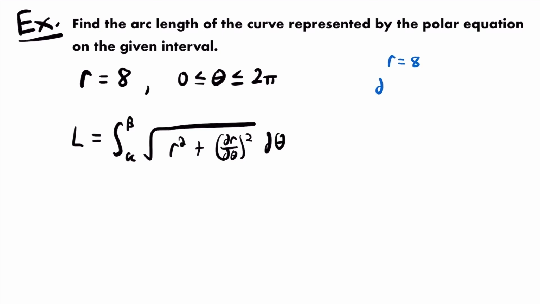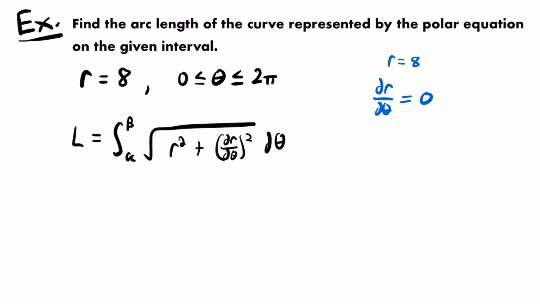Now in this case, we can already see that r is equal to 8, which means that dr d theta, the derivative of r with respect to theta, will be 0. 8 is just a constant, it's not being multiplied by theta, and so the derivative will just be the derivative of a constant, which is 0. So if we plug these two values into our formula and replace alpha and beta with these two angles of 0 and 2 pi, we can calculate the arc length.